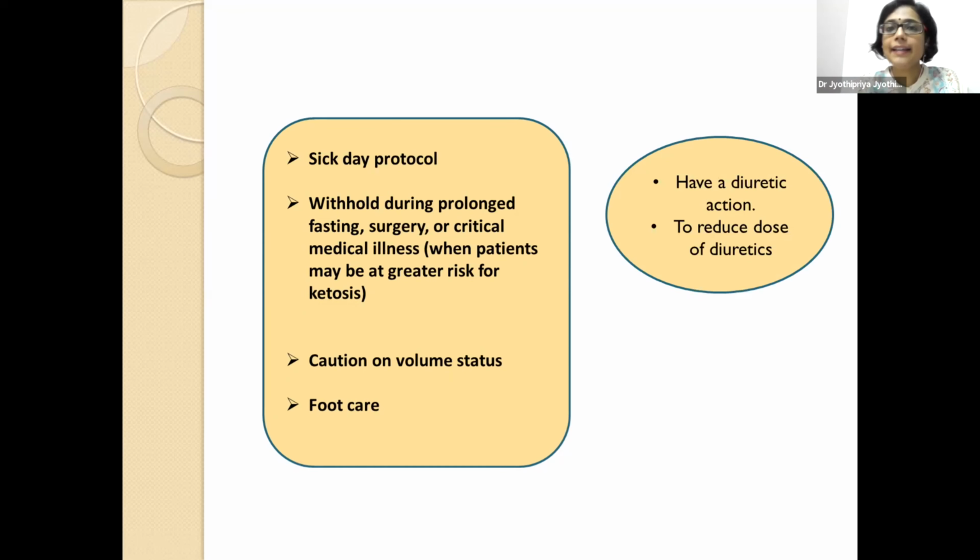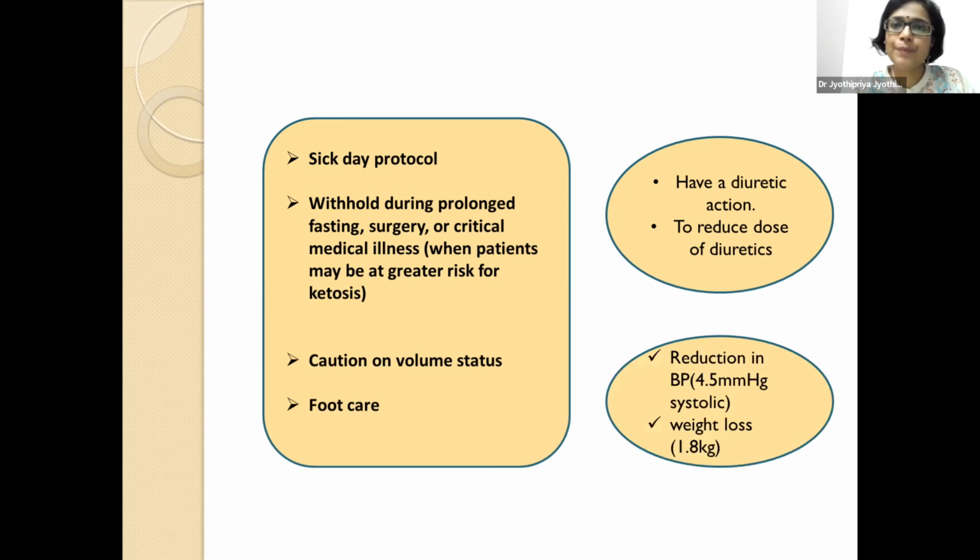And another thing, it has a diuretic action. So basically, before starting SGLT2 inhibitors, assess the volume status of the patient. If the patient is already on a diuretic, and in our case the patient is not on a diuretic, so I could easily start. But otherwise, if the patient is already on a diuretic, make sure the volume status is ensured, and sometimes we have to reduce the dose of diuretics and then introduce SGLT2 inhibitors.